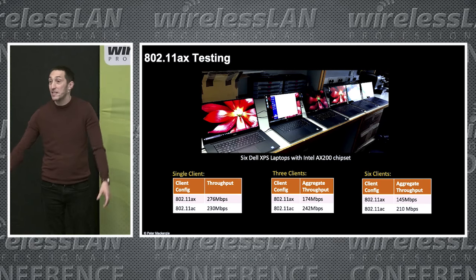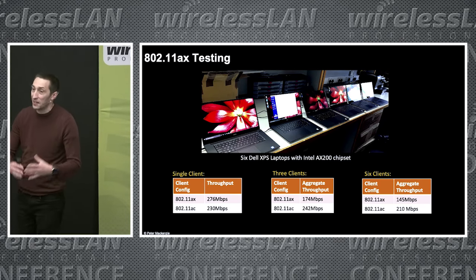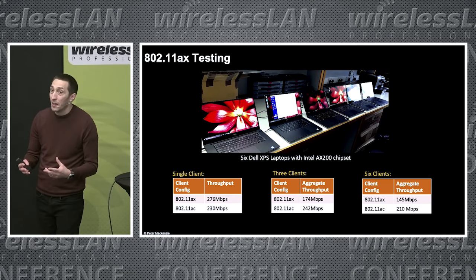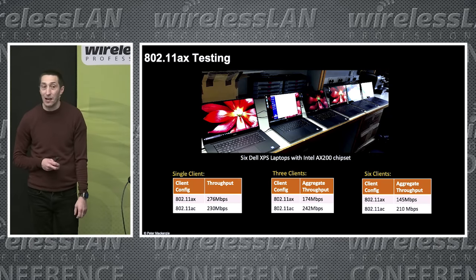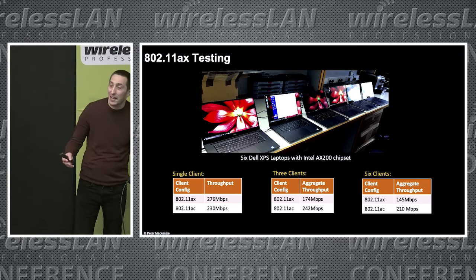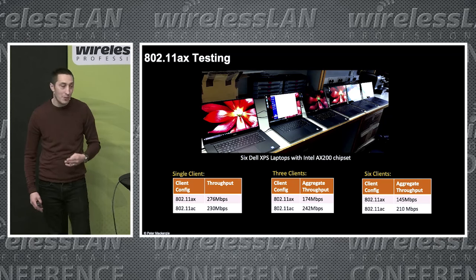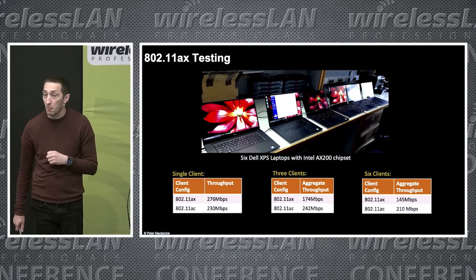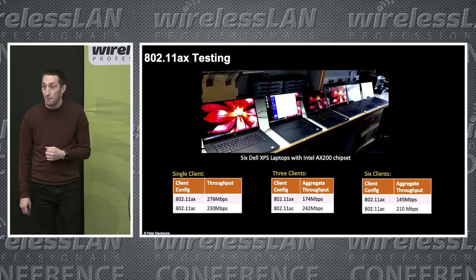I got some chipsets, I put them in my laptops, and I did some testing. When I just did a single client, AX delivered more throughput than AC. I was testing AC against AX, and I would expect that. We have 2 new MCS rates with AX, 10 and 11, using 1024 QAM, so I think that benefit was giving me more throughput. But obviously, with a single client, I'm just using OFDM.